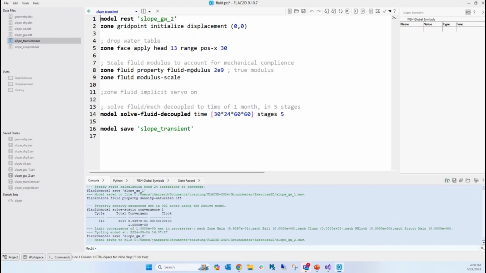The true fluid bulk modulus is around 2 gigapascals. Oh, that should actually be 2E6, because remember we're doing kilopascals. So 2 gigapascals is actually 2E6 kilopascals.